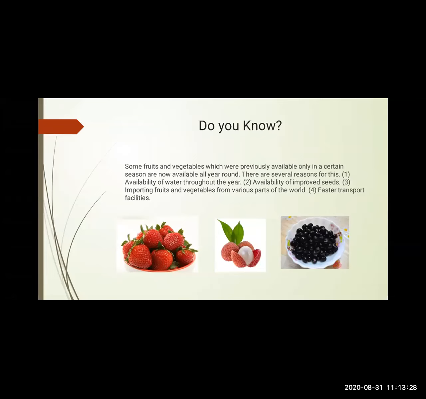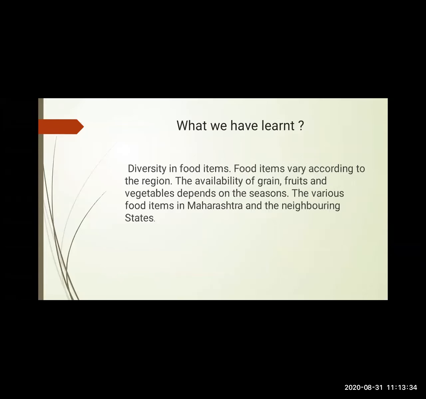Now, children, has everyone understood this one? What we have learned in this chapter, I will clear it again. What we have learned: diversity in the food items. Different items are made with the help of rice, and we are making different types of items with the help of wheat. Food items vary according to the region. Wherever something grows, the people there make it. Different types of items we are making.